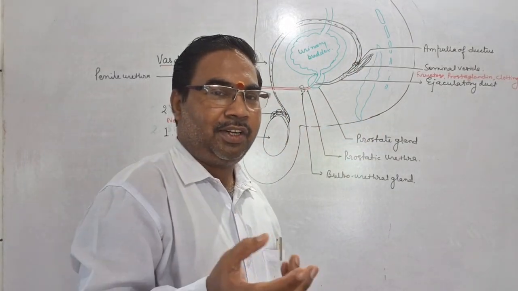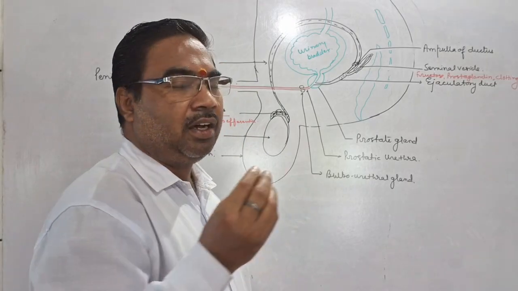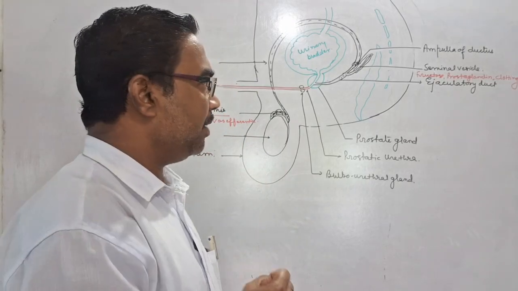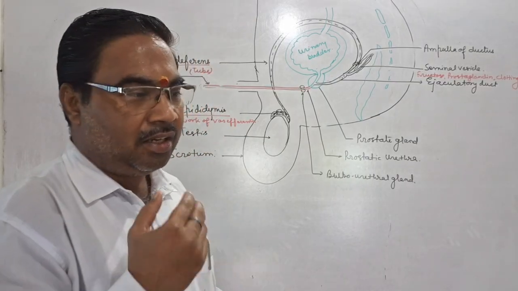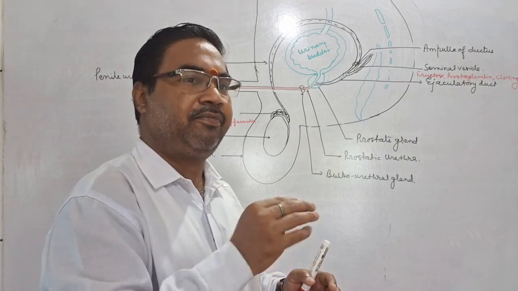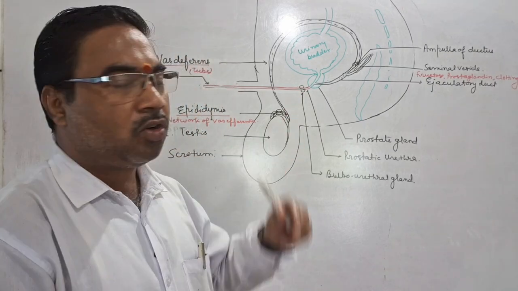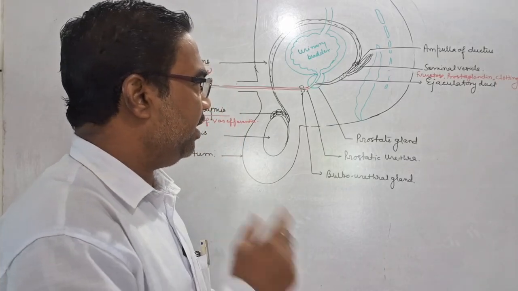Fructose is a form of carbohydrate. So fructose is giving the nourishment to the sperm. Prostaglandin is a chemical which helps in swimming of a sperm inside the female reproductive tract. Now clotting protein helps in the clotting of semen.